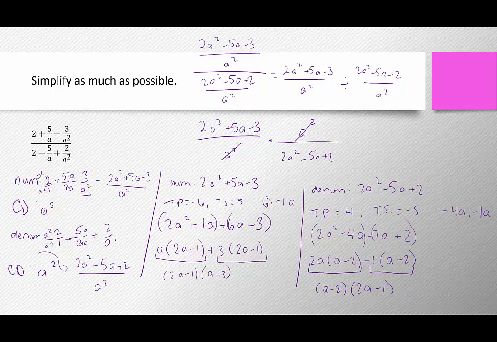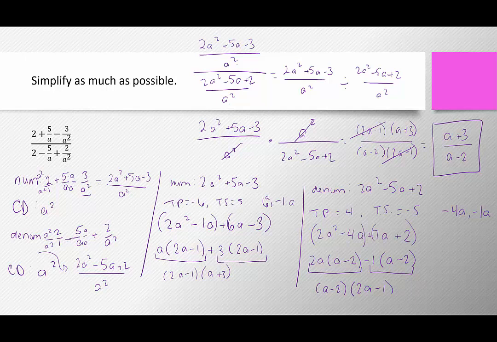Okay, so now let's see what happens. We have 2a minus 1 in the numerator times a plus 3. And in the denominator, we have a minus 2 times 2a minus 1. Do we have any common factors? We do. The 2a minus 1s will cancel, and our final simplified quotient will be a plus 3 over a minus 2.